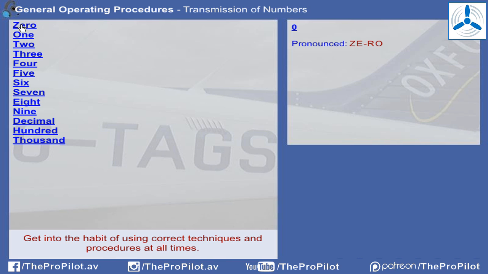Zero, one, two, tree, boa, fife, six, seven, eight, nine, decimal, hundred, thousand.